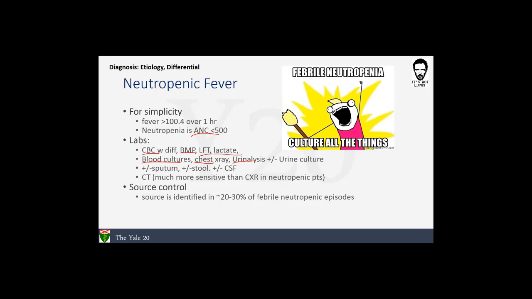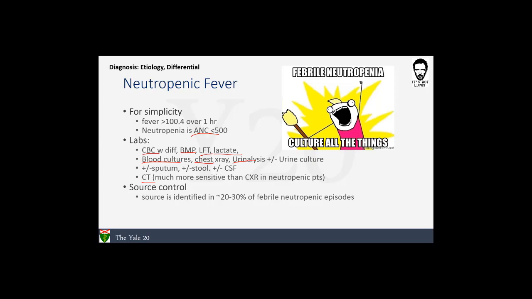Just of note, in neutropenic patients, the neutrophils are what creates the infiltrate on a chest x-ray, and oftentimes because they don't have the neutrophils, they can't have anything show up on the chest x-ray. So a CT is much more sensitive, and sometimes, depending on how sick the patient is, we'll jump straight to the CT.